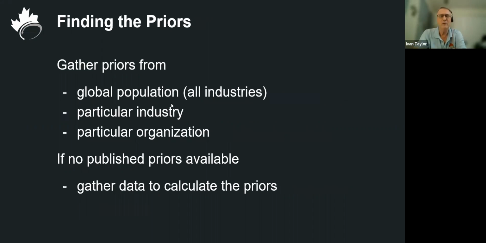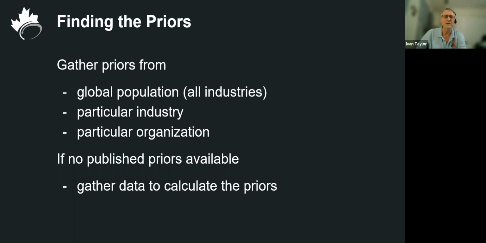Priors can be difficult to estimate. There are a number of approaches, for example, looking at literature on industries and the global population of threats and anomalies, or you could look at a particular industry or a particular organization. And if there are no published priors available, you can gather data from your system, or you could develop experiments with your tests to try to determine these prior values.